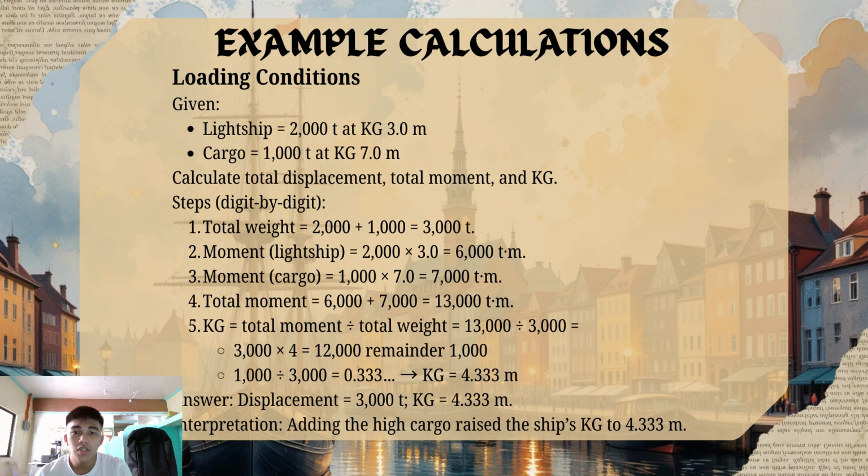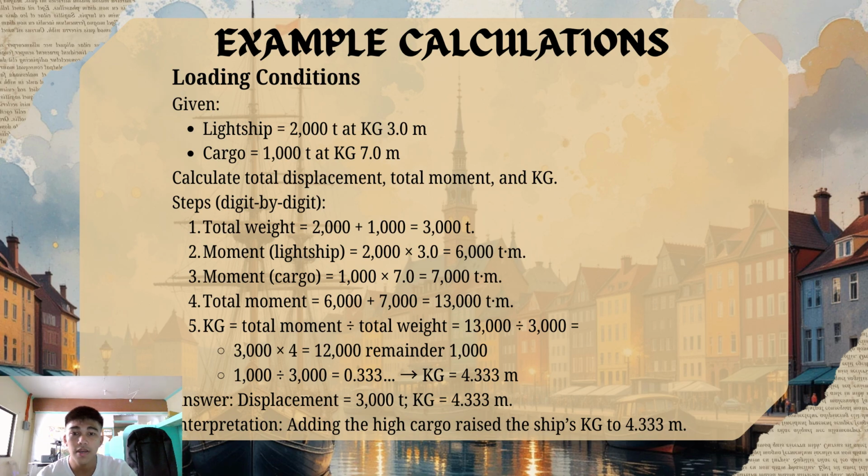At this point, para mas lalo nating maintindihan yung mga contents ng stability booklet, ito yung mga examples po ng bawat contents. So first, we have the loading conditions. So for example, ang given natin is lightship. Meron siyang 2,000 tons at merong KG na 3.0 meters. And merong cargo na 1,000 tons at merong KG na 7.0 meters. So, ika-calculate natin yung total displacement, yung total moment, and yung KG ng lightship and cargo.